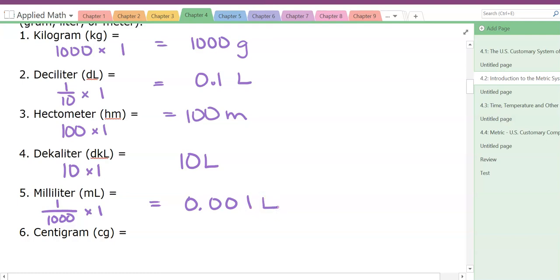And then centi means what? 1 over 100, so 1 over 100 times 1. So move the decimal place 2 times, so we get 0.01 grams. So a kilogram, like for number 1, is the same thing as 1,000 grams. A deciliter is the same thing as 0.1 of a liter. Like number 6, 1 centigram is the same thing as 0.01 grams. So they're just showing you how those relate.